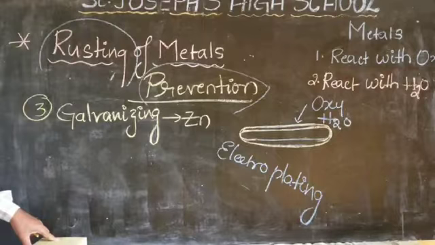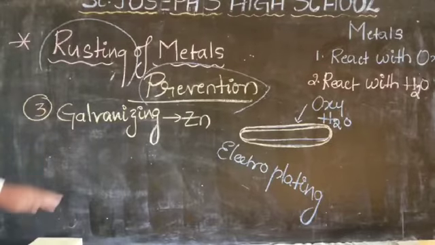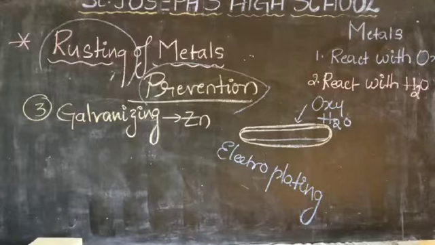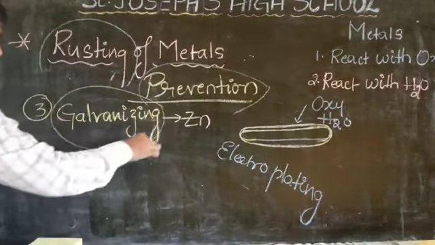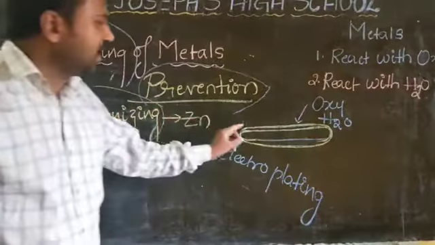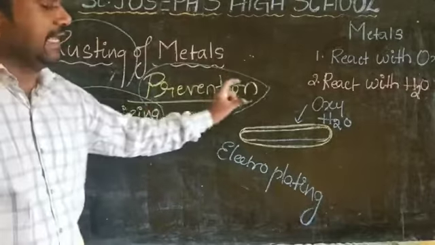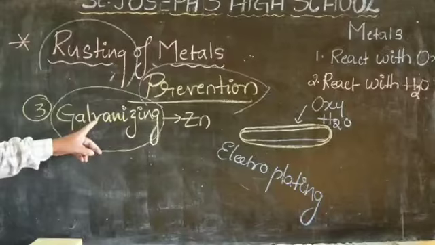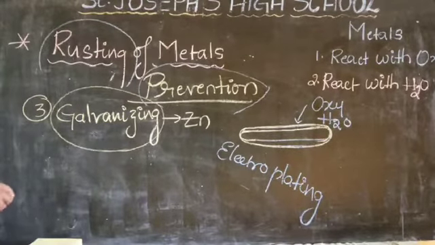So what is this electroplating? In the next upcoming 9th or 10th chapter you will learn what electroplating is. They will explain in great detail how we can coat zinc on the metal. Is it clear, children? I am just saying what is meant by galvanizing. Galvanizing means the process of covering the metal with a zinc layer to prevent rust. That process is called galvanizing.